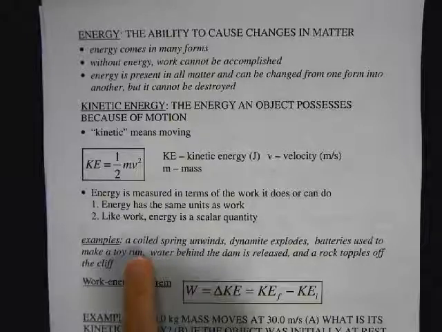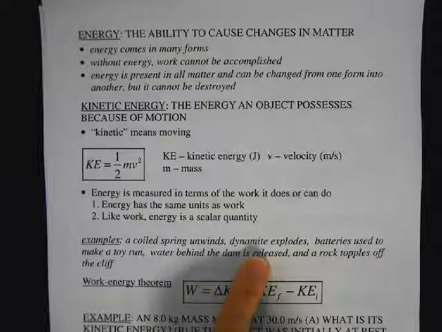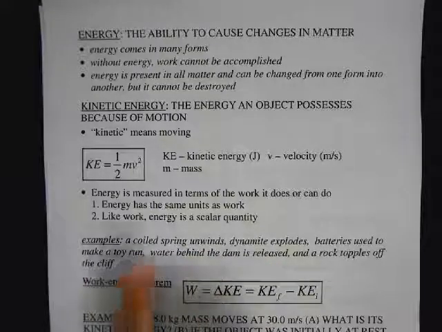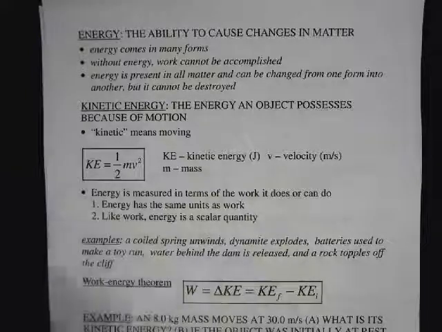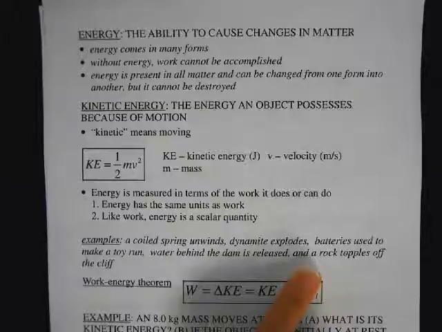And some of the things we said yesterday about kinetic energy were examples: a coiled spring unwinds, dynamite explodes, a battery used to make a toy run. So these are all things that are moving. Water behind a dam is released. A rock topples off a cliff.